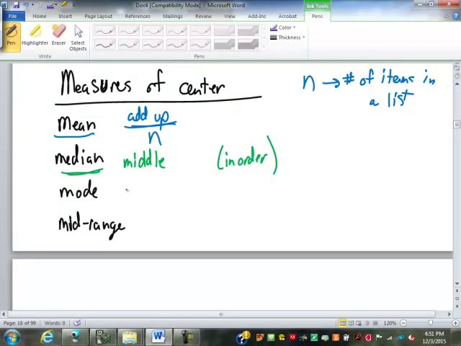The mode is the number that occurs most often. The mid-range requires us to define two other terms. The min, or the minimum, is the full word. What do you think the minimum is? The smallest number. Plus the max, or the maximum, which is the highest number. We add them together and divide by 2. That's the mid-range.